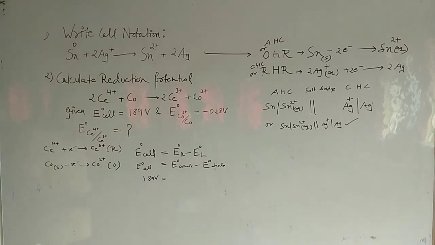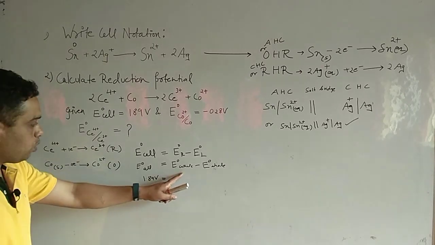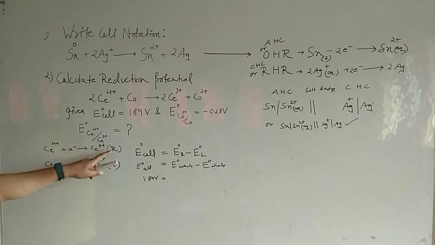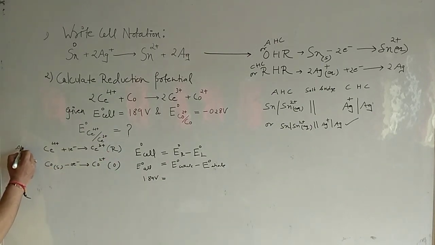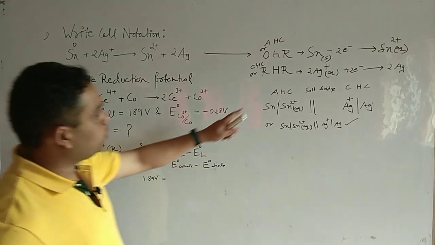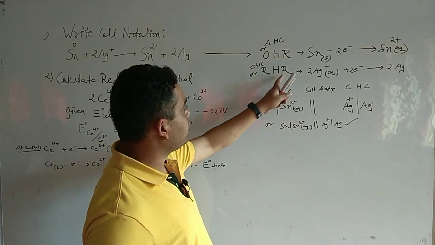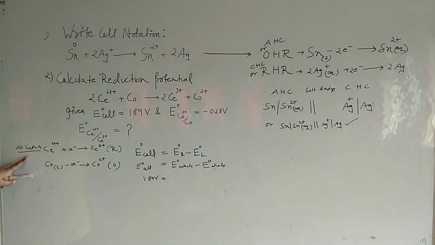But right now I am not focusing on that, because in the coming lectures I will explain the numerical based on this. For the time being, you should note down that this is the reduction and this is the oxidation. So E cell is given, and at the cathode, reduction occurs. As I have explained, the cathode half reaction is reduction, so at the cathode reduction always occurs. This is given for you.